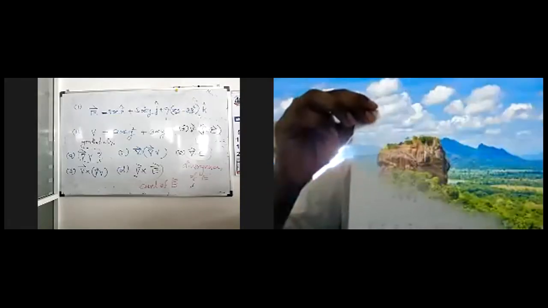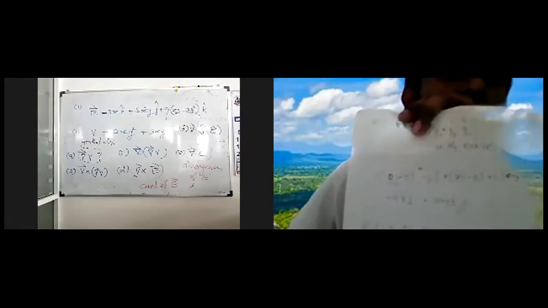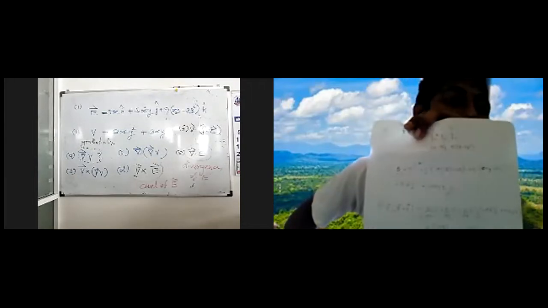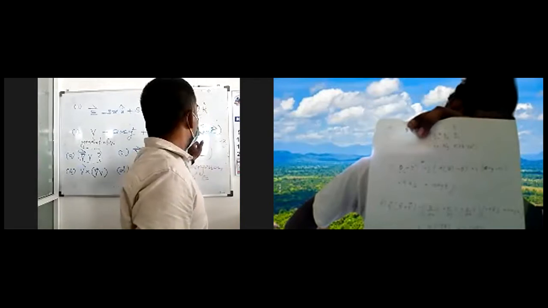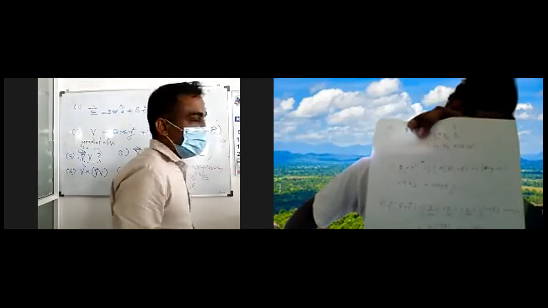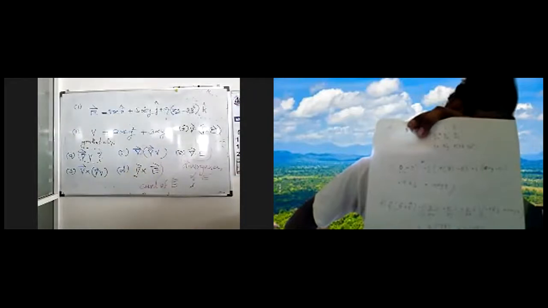Hasan, let's make Hasan pin. Not clear. Yes. Okay. What is the divergence of curl of it? 0, sir. Right. Okay. Very good.